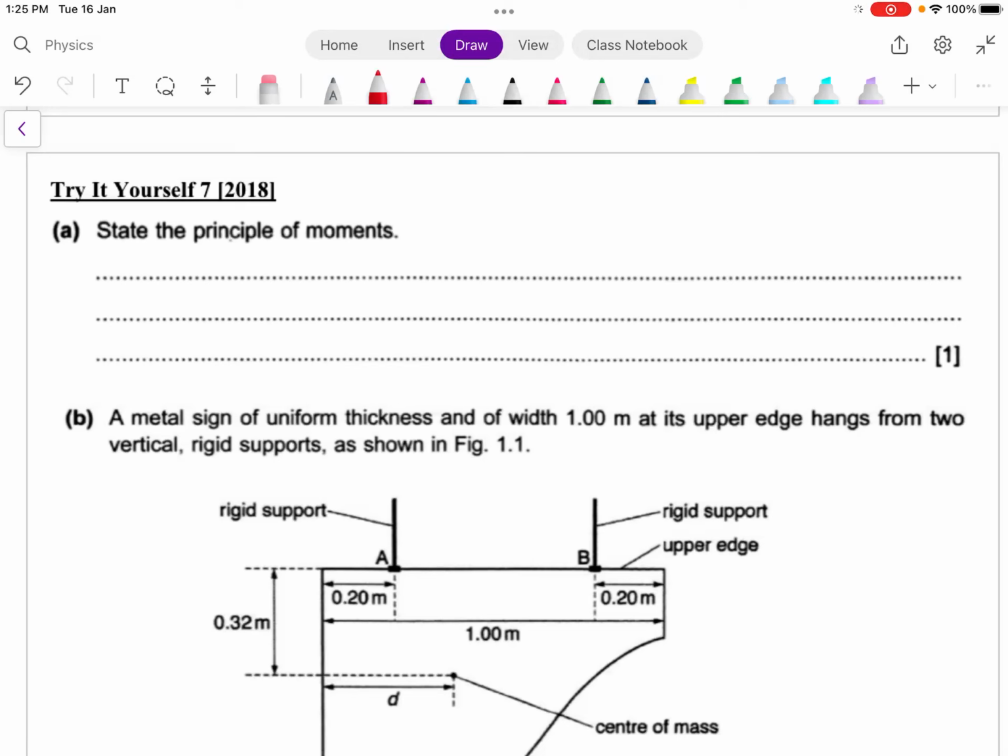Alright, so let's go through the 2018 A-level question. So we have this part A, right? State the principle of moments. So this one is just a definition. So I just do a quick one.